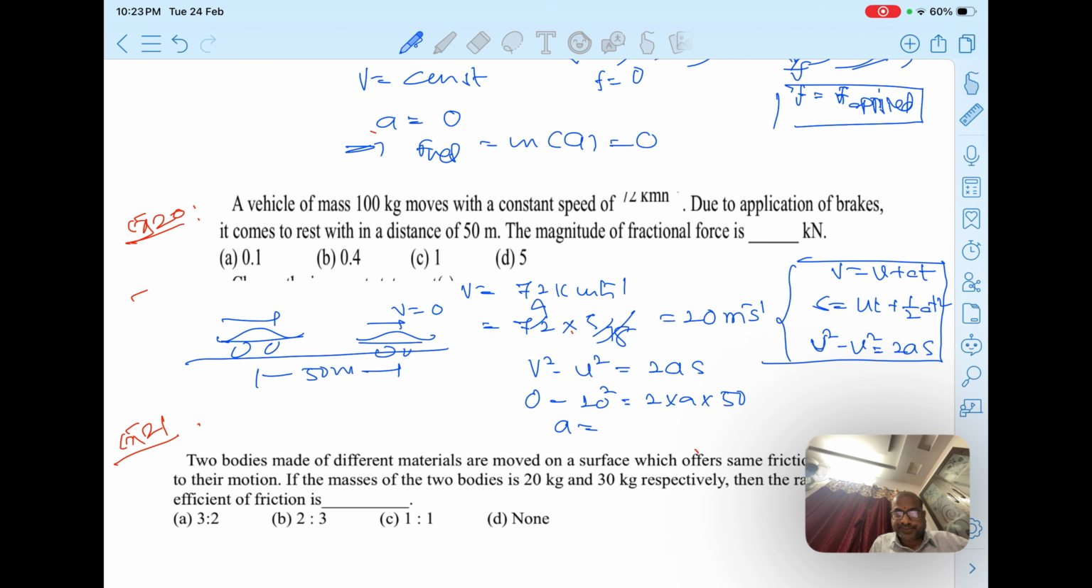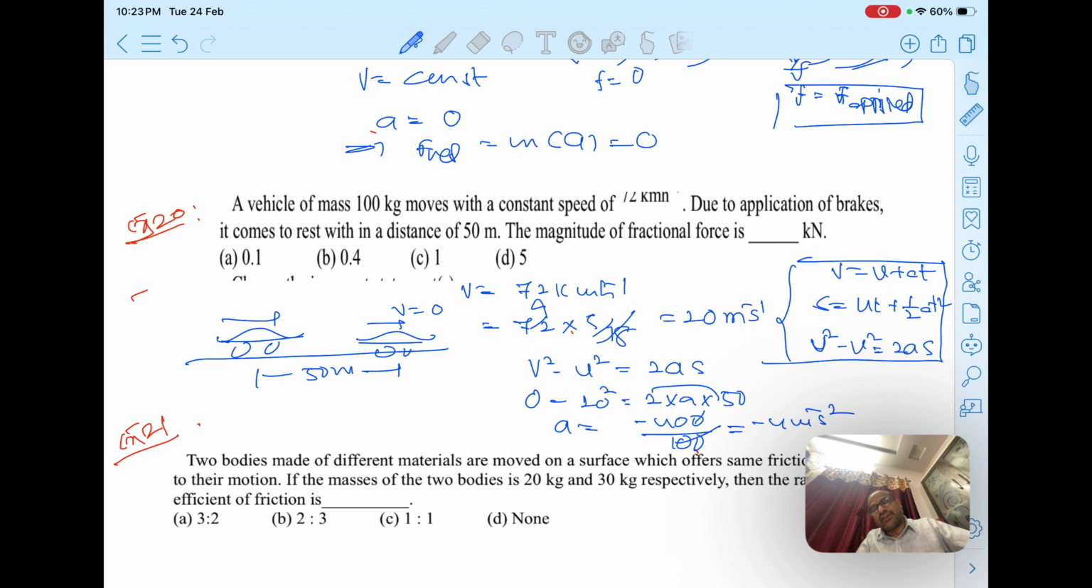So now a becomes minus 400 by 100, which is minus 4 meter per second square. Can you tell me why minus here? The body is retarding, velocity is decreasing, so the change in velocity is negative. Minus indicates retardation. Yes, retardation is equal to 4 meter per second square. Acceleration is equal to minus 4 meter per second square.